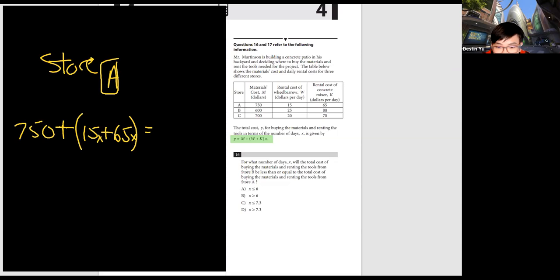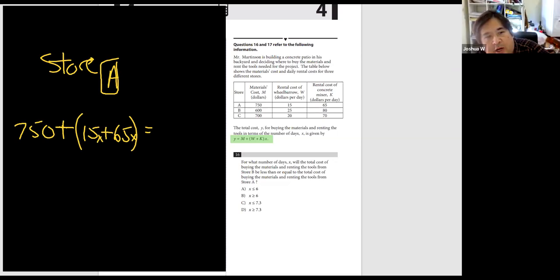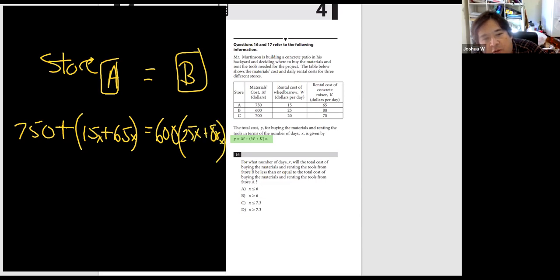Oh my God, let me catch up to you. Store A equal to store B, set up as equals first. Store B is 600, 25 for the wheelbarrow, 80 for the concrete mixer.